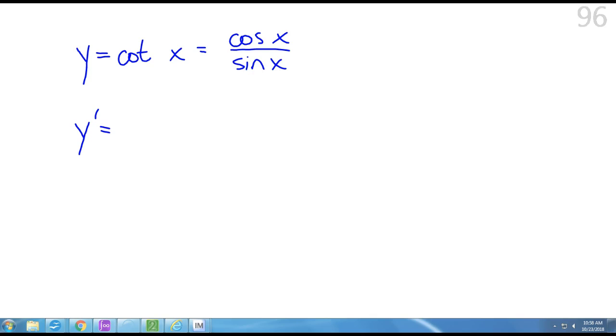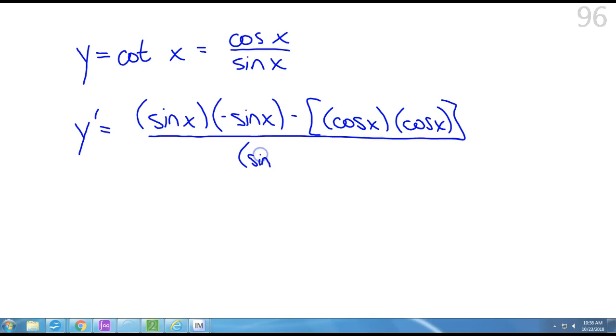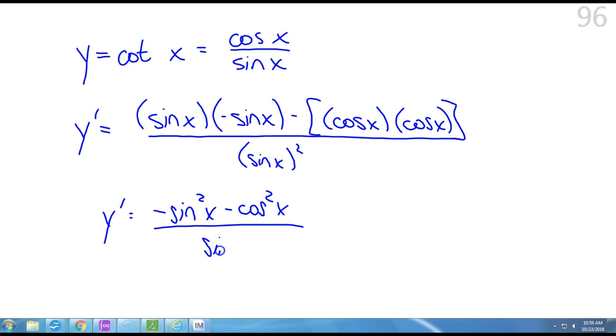So your quotient rule would tell you bottom times derivative of top. Remember, if it starts with a c, your derivative is negative. Minus top times derivative of bottom. And that's all over the bottom squared. So you get, and it seemed like this was a place where most of you got it, you end up with this.